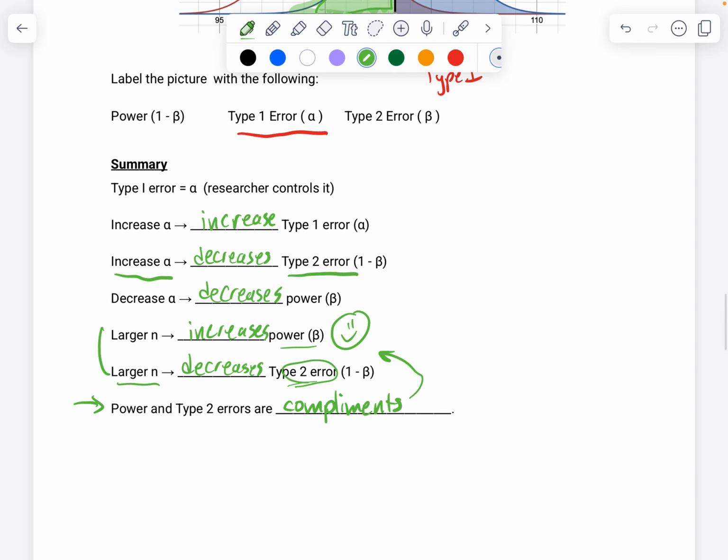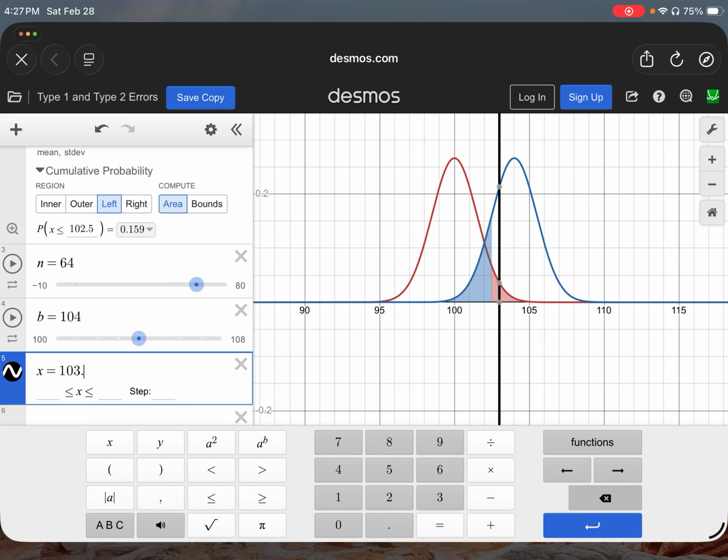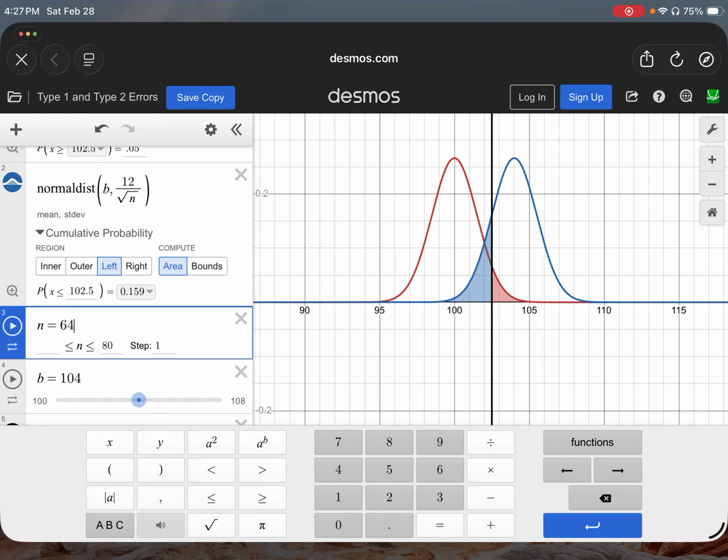Okay, so I encourage you to play around with this, right? So here I went up to a sample size of 64, and the area to the right here was 84%. The area to the left, oh, I gotta change my black line. This will help you see it a little bit better. Okay, there you go. The area to the left of the black line, that's the probability of a type 2 error. And it's now like 15 or 16%.